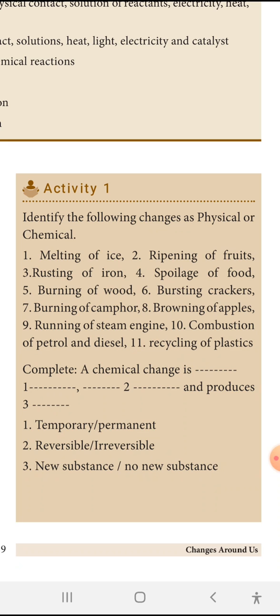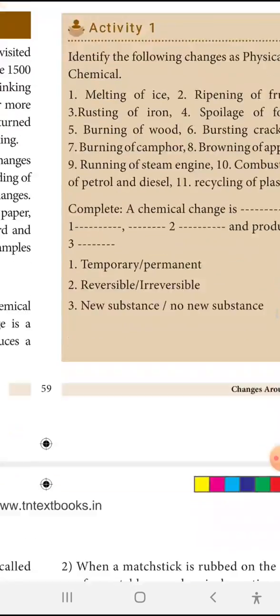Temporary change or permanent change. First one, a chemical change is a permanent change. Reversible and irreversible. Produces a new substance. Last answer, complete: a chemical change is a permanent change, irreversible, and produces a new substance. This is the answer for this. From this activity you must segregate which are the chemical changes and which are the physical changes.